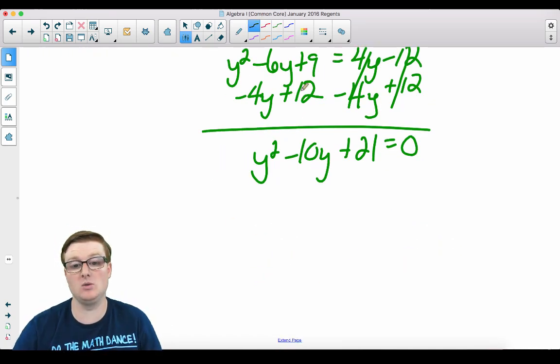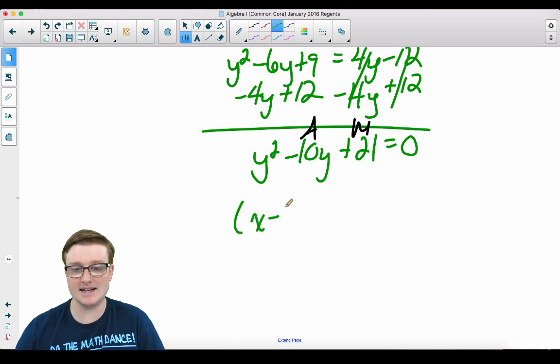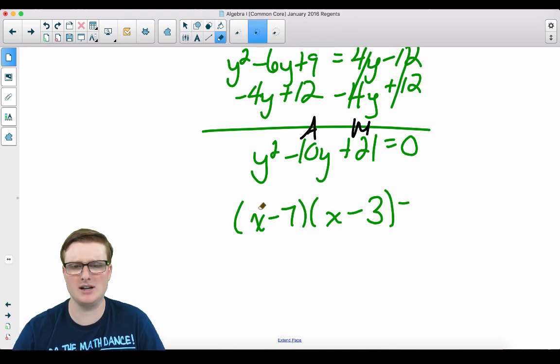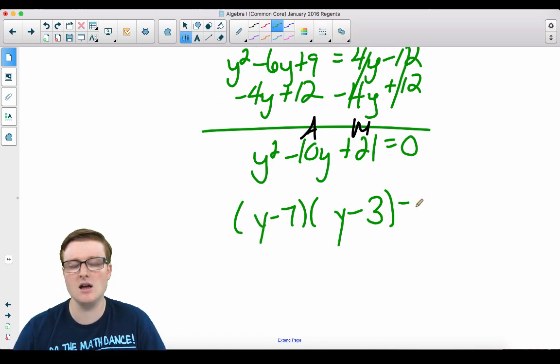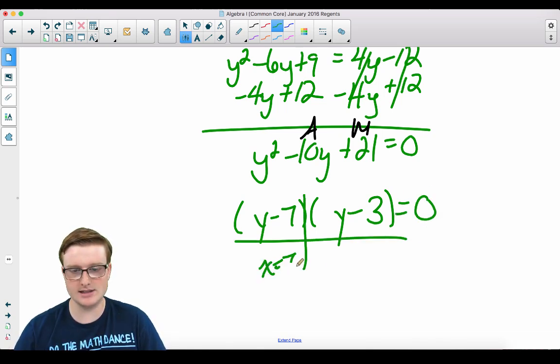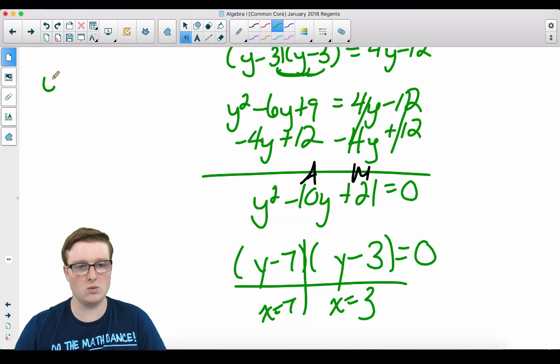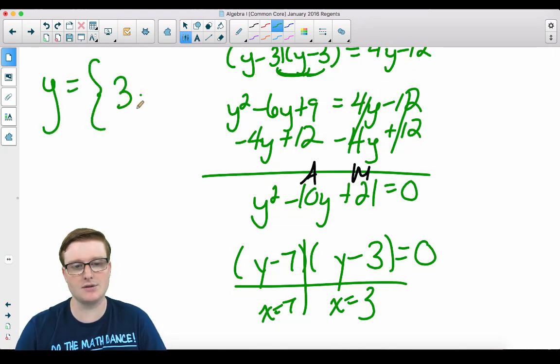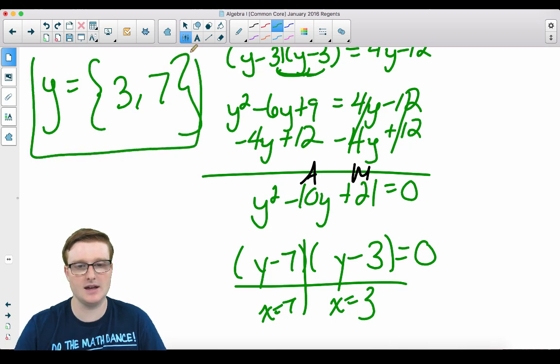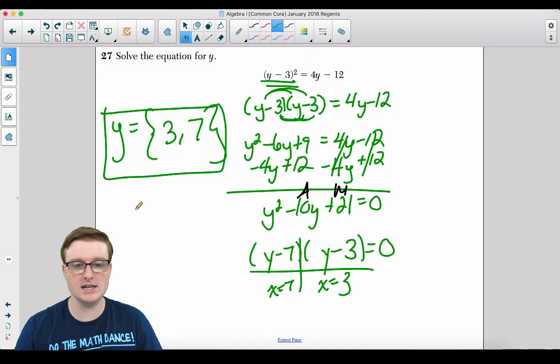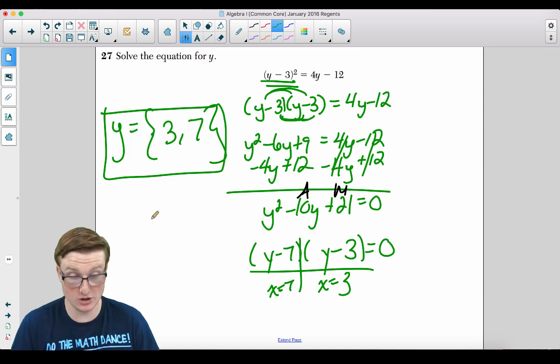And now we can factor. Well, what adds to negative 10 and multiplies to give you positive 21? That's just going to be x minus 7, x minus 3. No, I'm sorry. Why am I putting x's? I apologize. These should be y's. So y minus 3, y minus 7, that is going to be equaling 0. You do your t-bar, y is equal to 7, and y is equal to positive 3. So to write your answer, you could just say that y is equal to the braces of 3 and 7. And that would be your solution to this equation.